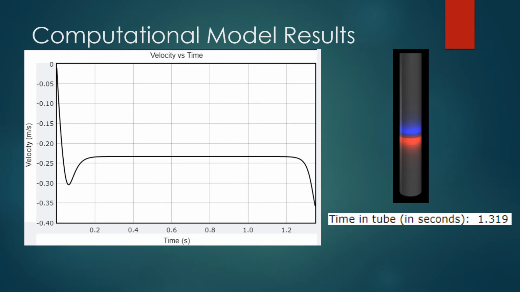In the graph, it's seen that velocity increases, then decreases, and then settles at around 0.23 meters per second for around 1 second. Then the magnet reaches the end of the tube and falls out completely. The time in tube was 1.32 seconds here in the computational model, and earlier the actual time in tube was 1.26 seconds, as this value was taken after 5 trials.